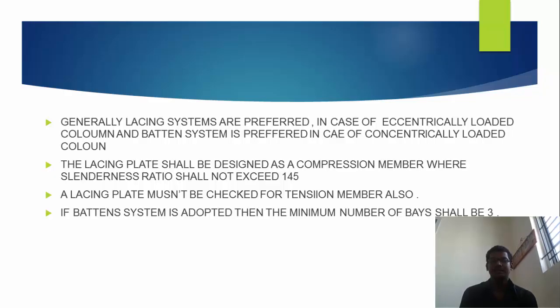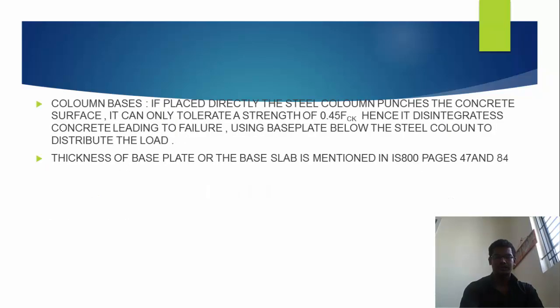If a battening system is provided, then the minimum number of bays shall be 3. That means there must be a bottom batten and a top batten, and in between 2 battens. So 1 bay, 2 bay, 3 bay. So the number of bays should be 3.